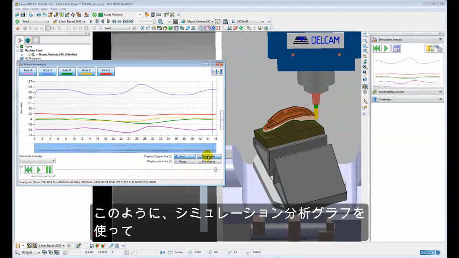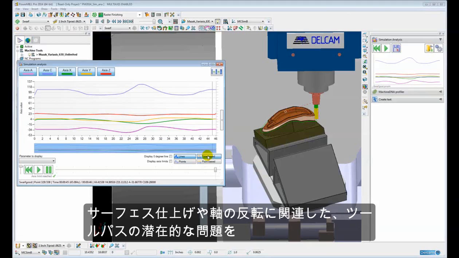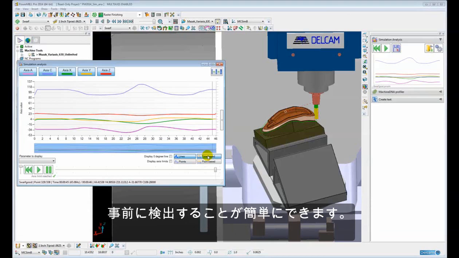So the simulation analysis graph is a great visual tool for easily identifying any potential problems with our toolpath in terms of possible surface finish issues or axis reversals.